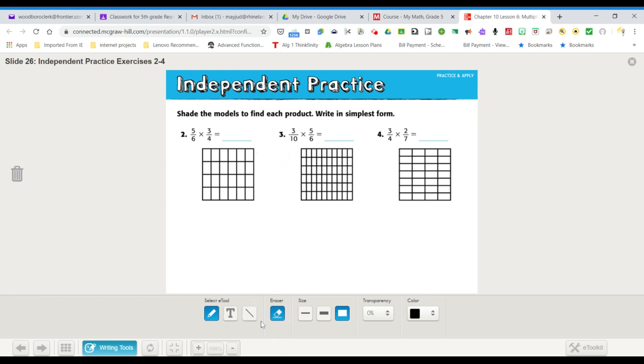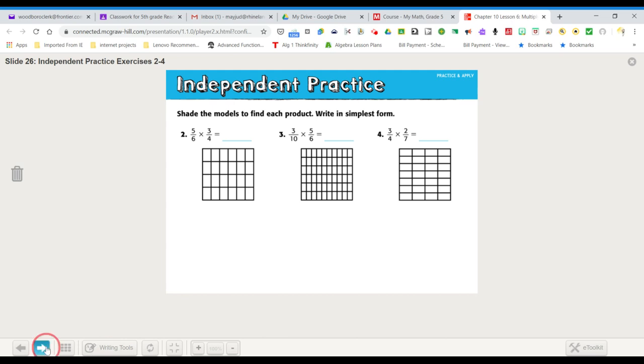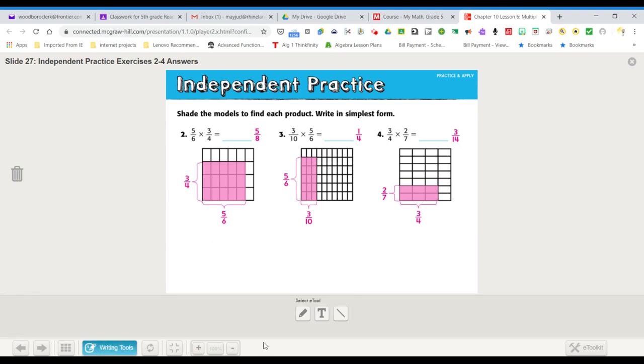So you can see how the book has it shaded. Here's the 5 out of 6 that are shaded this way, the 3 out of the 4 that are shaded this way. Yes, I know, I've just given you the answers. That's okay. I want you to have those answers so that you can see where these answers came from.